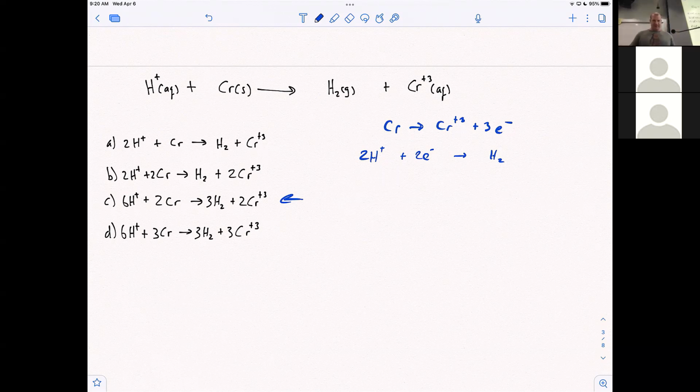Okay, you probably didn't hear the explanation. It's C because the lowest common denominator you have for these half reactions, you have 3 and 2. The lowest common denominator is 6. So you multiply this one by 2 and then this one by 3. And in doing so, you get C. Questions with this one?